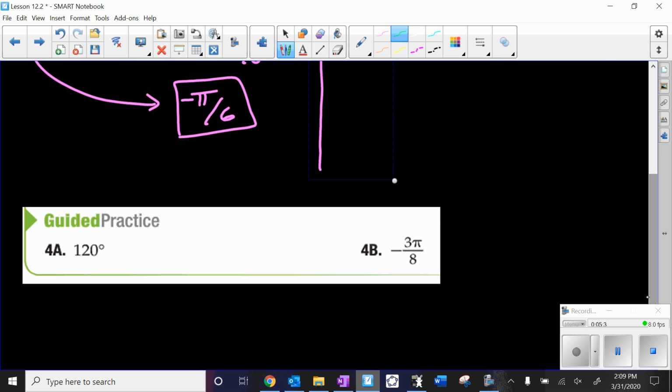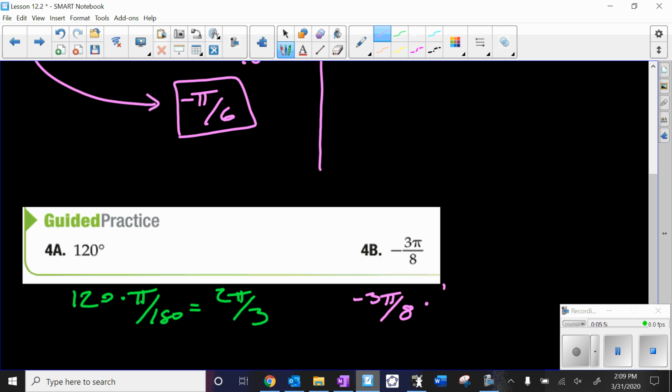I'll do a couple more with you. For A, I want to get 120 into radians. So 120 times pi over 180. 120 over 180 simplifies to 2/3. So we would say we have 2 pi over 3. Next, for 4b, we have negative 3 pi over 8. We're going to take that times 180 over pi. Again, your pi's cancel. Negative 3/8 times 180. You'll get a decimal. That's okay. You'll get negative 67.5 degrees.